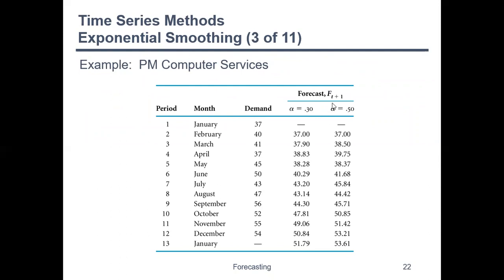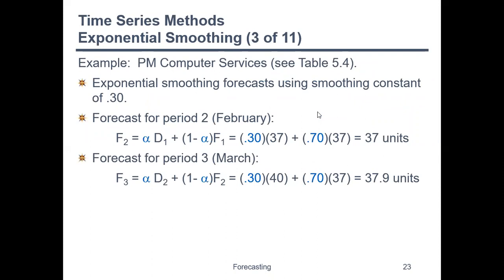Here, we're given a smoothing factor of 30%. And then also, we're given a smoothing factor of 50%. And we're asked to work with it. The smoothing factor for the first one was 30%, and the smoothing factor for the second one was 50%. So how do we do that?